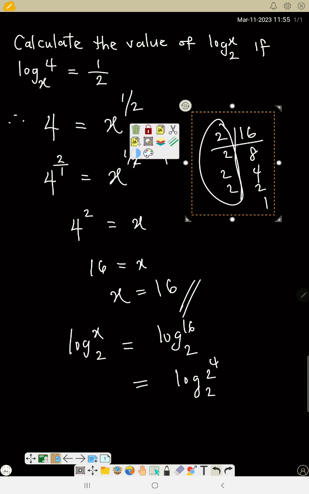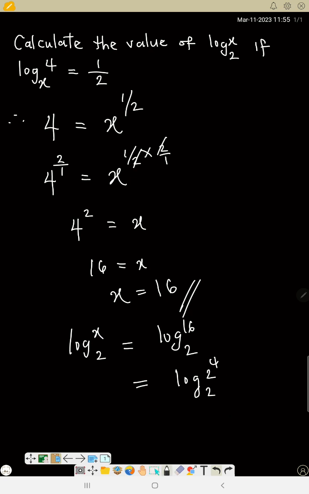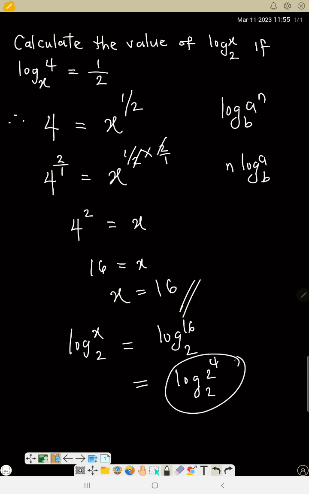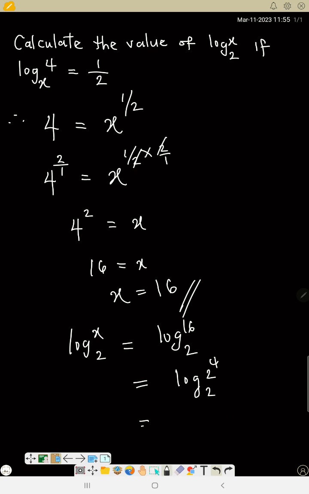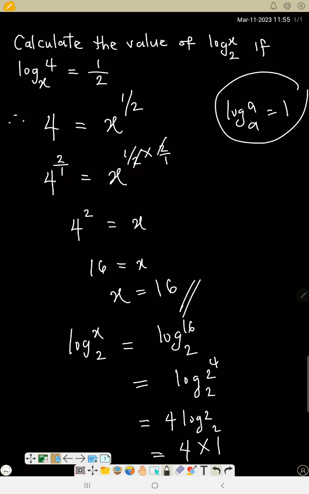Now remember, according to a law of logarithm, log a raised to power n base b, this power can come to the front and becomes n log a base b. If we apply the same thing here, this will become 4 log 2 base 2, and 4 log 2 base 2 is like 4 times 1. Remember, log a base a is 1, so log of the same base is 1. That is why log 2 base 2 is 1. So 4 times 1 is equal to 4. So the answer is 4.